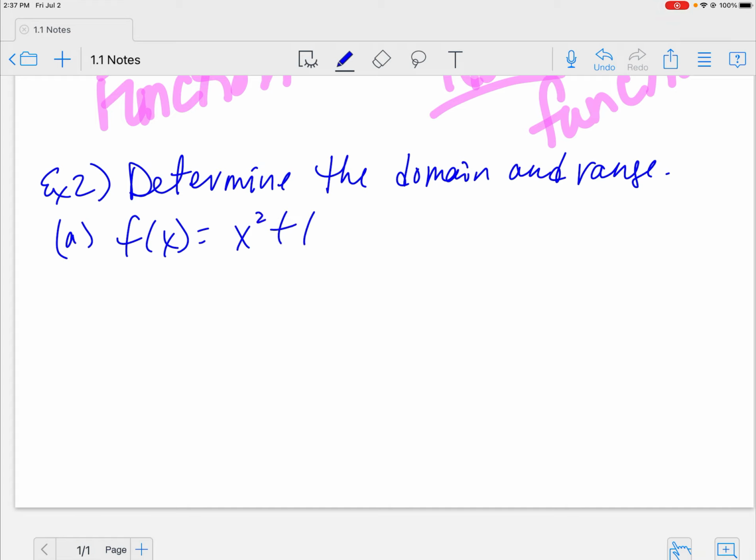Okay, so here we have part A: f of x is equal to x squared plus 1. Keep in mind, this is a review of what we already know. Looking at this function, we should already know what that graph looks like. What is it? Yes, good. It's a parabola or a quadratic. The shape is that U, that parabolic shape.